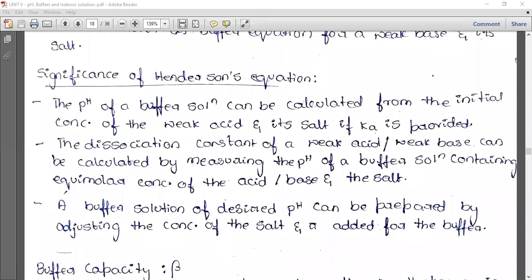Okay, so a buffer solution of desired pH can be prepared by adjusting the concentration of salt and acid added for the buffer. I hope the Henderson-Hasselbalch equation is very clear. Very, very important for 10 marks. You can expect it because it has come many times in the exams. Very important from the exam point of view. Any doubt? Henderson-Hasselbalch equation for weak acid and its salt, and Henderson-Hasselbalch equation for weak base and its salt. Or in general, we call it the buffer equation for weak acid and salt, and buffer equation for weak base and its salt. Any doubt?